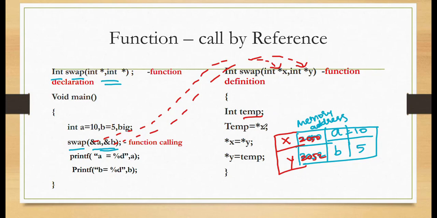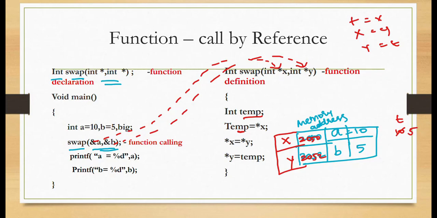Inside the function definition, there is a temporary variable. The value of star x is moved to the temporary, like t equal to x, x equal to y and y equal to t. It will swap the values, right? So the x value is assigned to temp. What is the x value here? 10. So 10 is assigned to temp. And the star y value is assigned to x, so 5 is assigned to x.